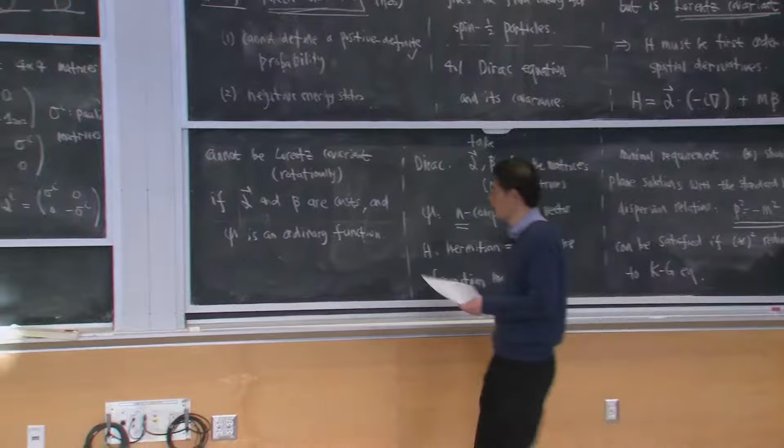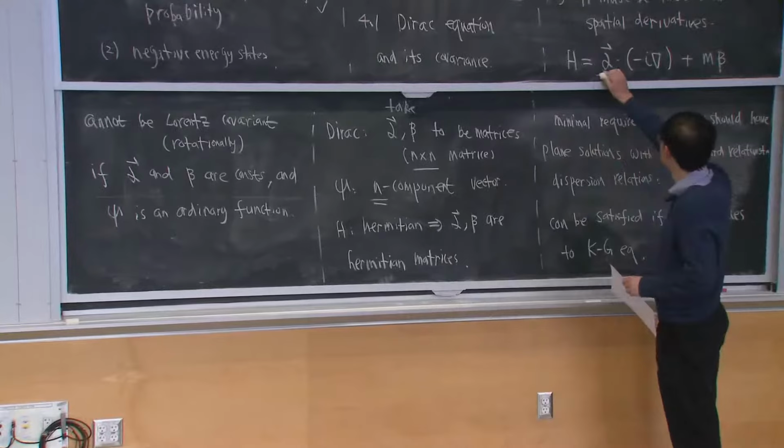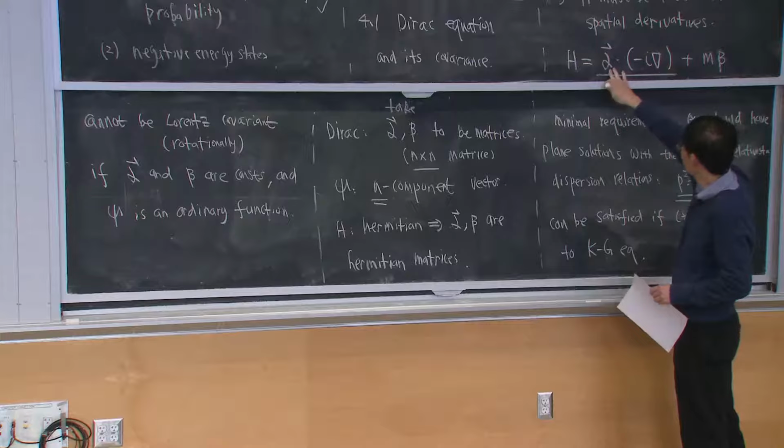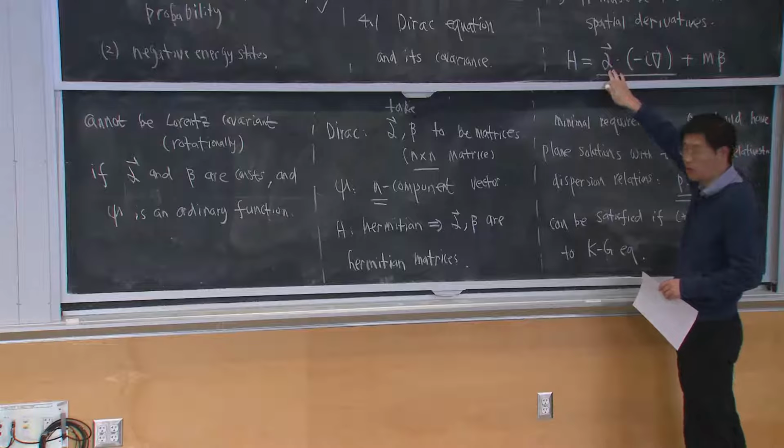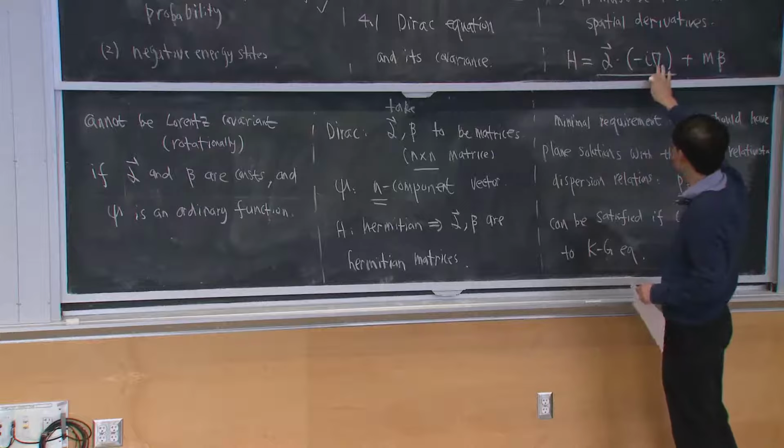So I urge you, here I don't have time to write everything very explicitly. So here you just write it as alpha_x partial_x plus alpha_y partial_y plus alpha_z partial_z. And each alpha is a matrix. And alpha acts on different components of psi, and this just acts on the derivative, acting on all components of psi.